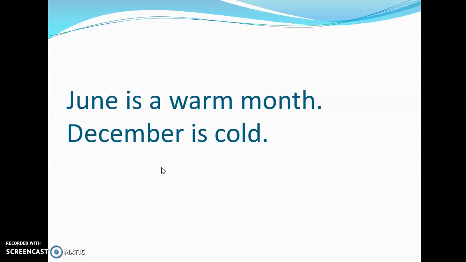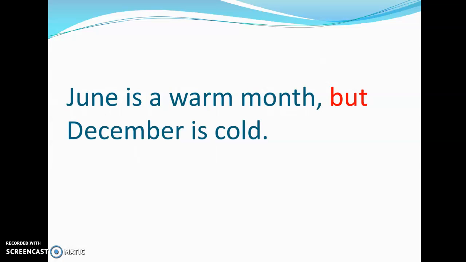Next sentence. June is a warm month, period. December is cold. If you read the sentences, you will know that they are two different sentences. They are opposite. This is warm or hot, and this is cold. So what do you think we should put here? We should put but. When we have two opposites, but. June is a warm month, comma, don't forget the comma, but December is cold. And don't forget we put a capital letter for June and a capital letter for December, because they are months of the year.